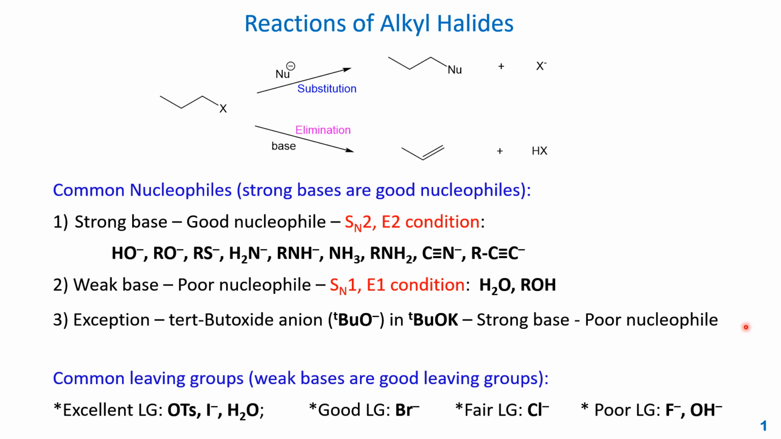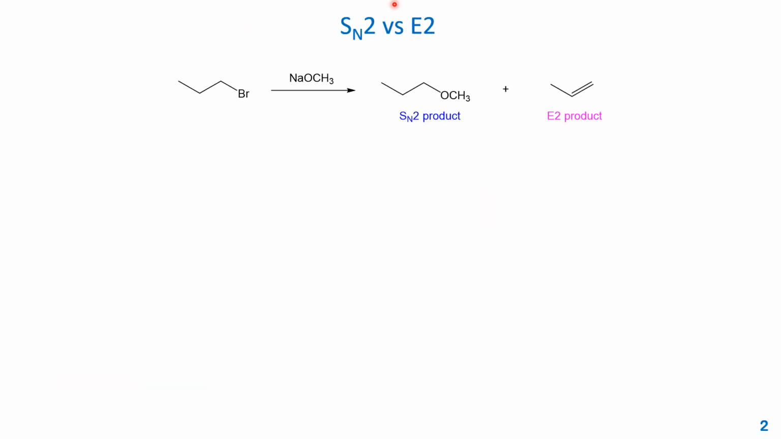Okay, so now let's talk about the Sn2 and E2 reactions. I put them together because there's a competition between these two reactions. S means substitution, N means nucleophilic, and 2 means two species are involved in the rate determining step. E2 is an elimination reaction. E means elimination, and 2 means two species are involved in the rate determining step. Both reactions are concerted reactions, meaning you form the product in just one step.